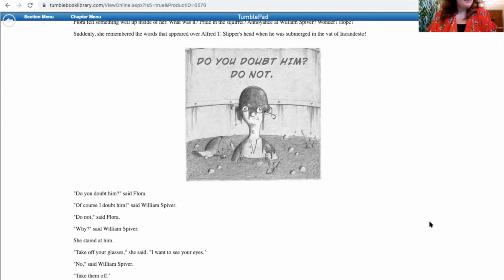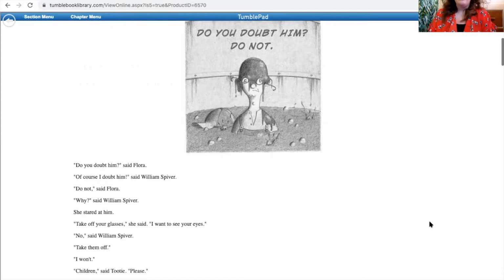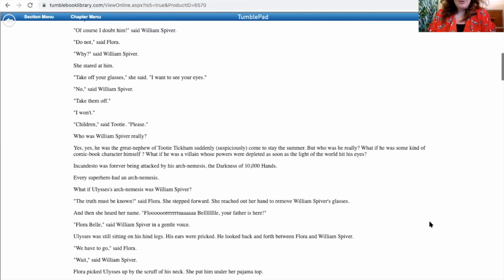"Do you doubt him?" said Flora. "Of course I doubt him," said William Spiver. "Do not," said Flora. "Why?" said William Spiver. She stared at him. "Take off your glasses," she said. "I want to see your eyes." "No," said William Spiver. "Take them off." "I won't." "Children," said Tootie, "please."